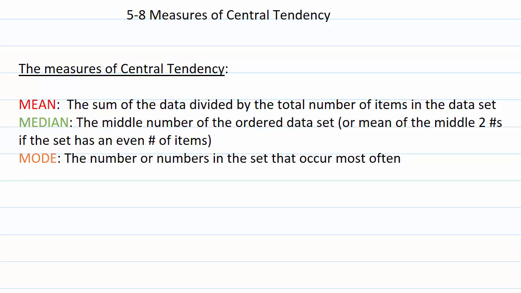The median is the middle number of the ordered data set. So if they were in order, the median is the one in the middle. Now, if there are two in the middle because there's an even number of items in the data set, then you would just take the mean of the two in the middle, or the average of the two in the middle. And the mode is the number or numbers in the set that occur most often. So let's try an example of these.